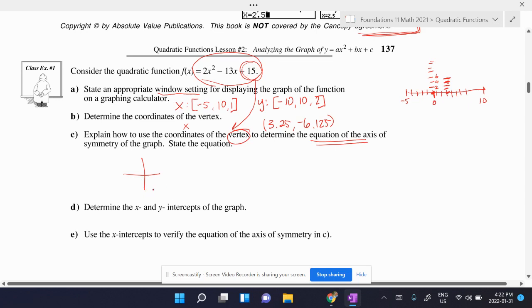Let's try that again. When x is 3.25, y is negative 6.125, and this is going to open up somehow like that. So that means that this is your axis here. The value of your x is your axis. So that's going to be x is equal to 3.25.